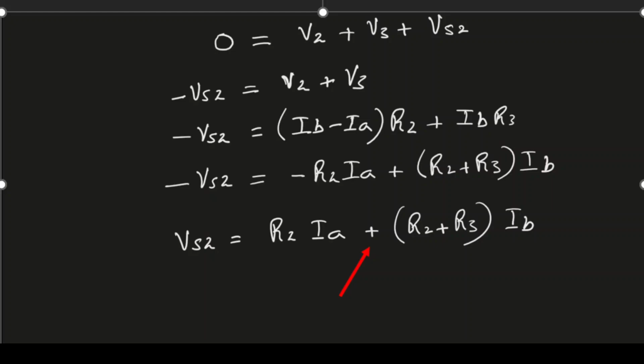I have made an error here. The IB term should be negative instead of positive. This error has been fixed later on in the video.